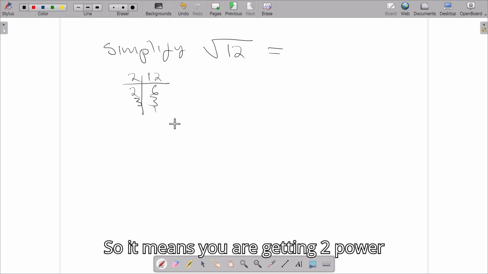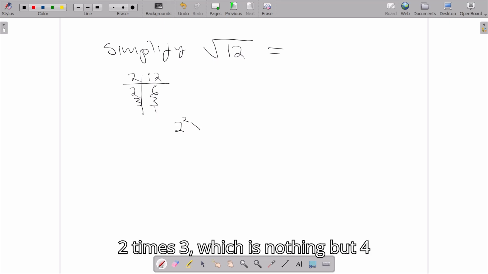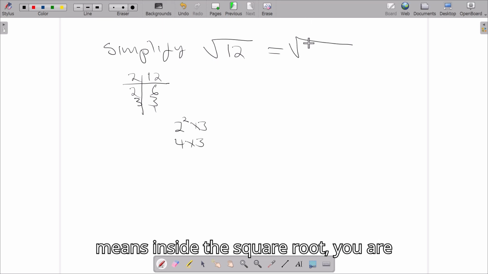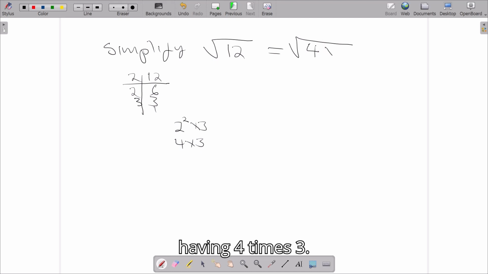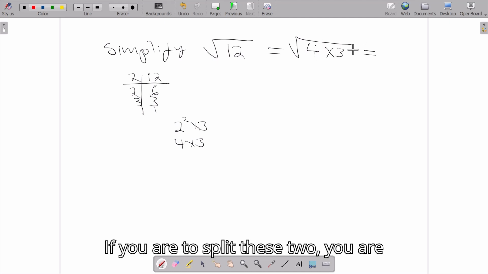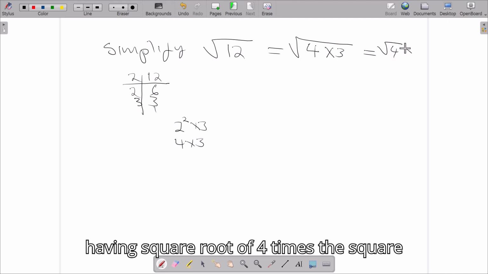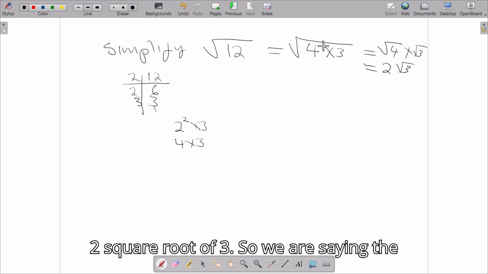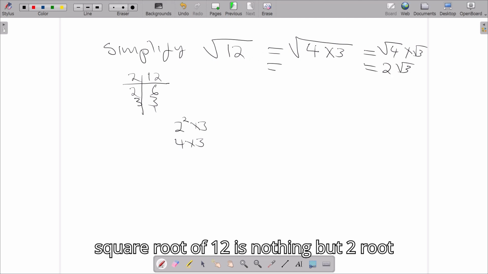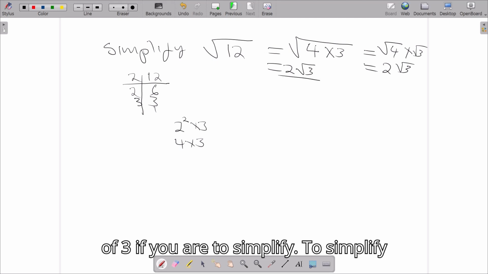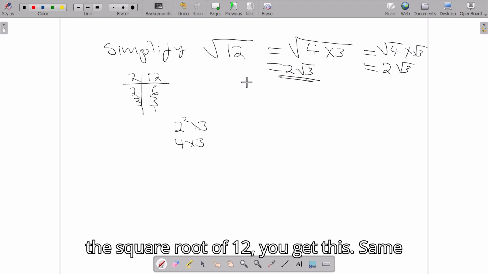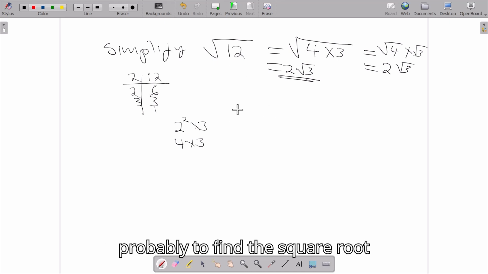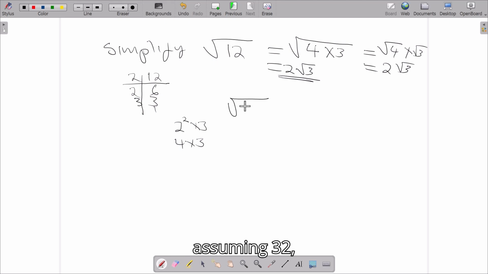So it means you are getting 2 power 2 times 3, which is nothing but 4 times 3, right? So if that is the case, it means inside the square root, we are having 4 times 3. If you are to split these two, you are having square root of 4 times the square root of 3, which gives you an answer of 2 square root of 3. So we are saying the square root of 12 is nothing but 2 root 3 if you are to simplify. Same goes if you are asked to find the square root, assuming 32.